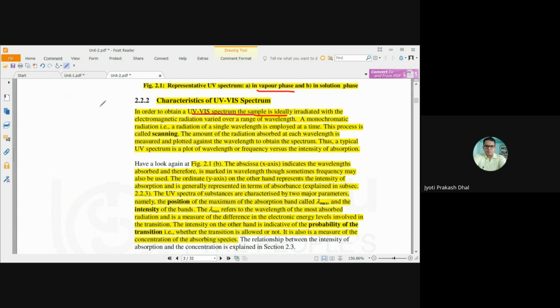So here we will take just 2-3 minutes of a gap. After that, again we will continue. So just stay on here.